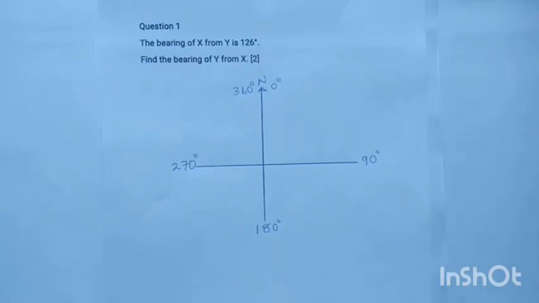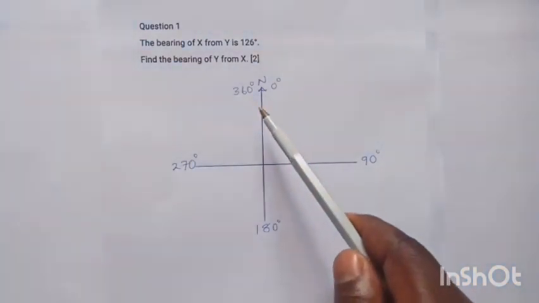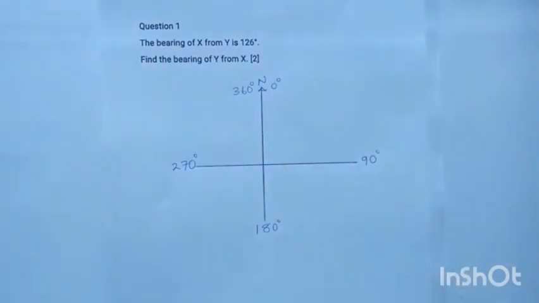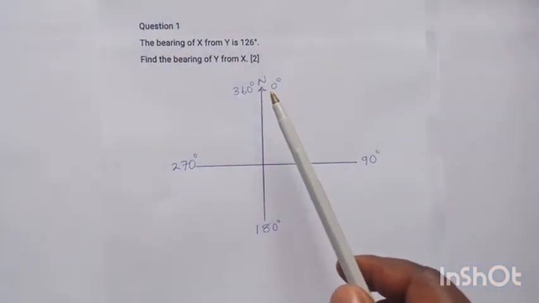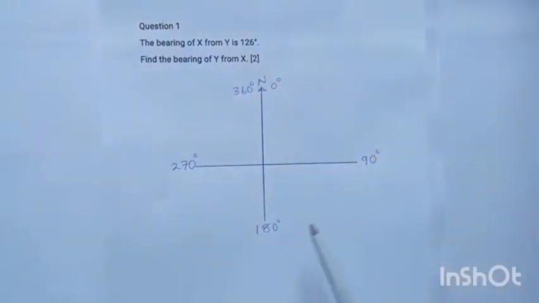Right. So the first thing to do, you need to sketch the angle 126 degrees on the diagram. This can be achieved by drawing the compass with 4 cardinal points. And remember, in our previous lesson, I told you that three-figure bearing is measured from the North Pole using a clockwise direction. Since we start from the North Pole, that's why I placed 0 degrees at the North Pole. And the angles will increase in a clockwise direction.